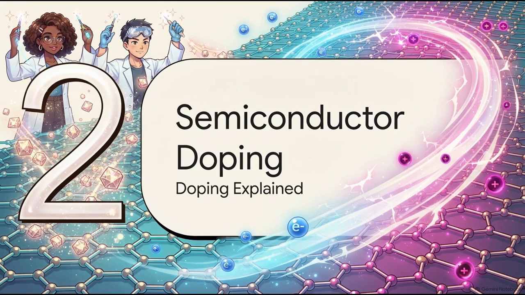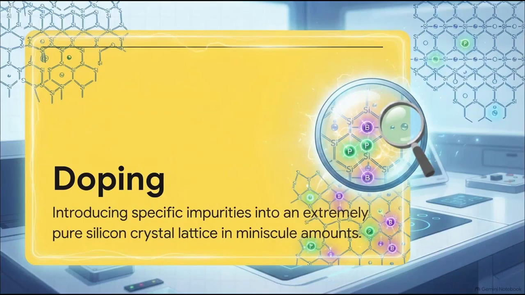Moving on to Section 2, Semiconductor Doping Explained. To fix this giant fundamental roadblock, scientists bring in a little magic ingredient, a process that completely flips the material's electrical behavior on its head. And by magic ingredient, I mean a process called doping.